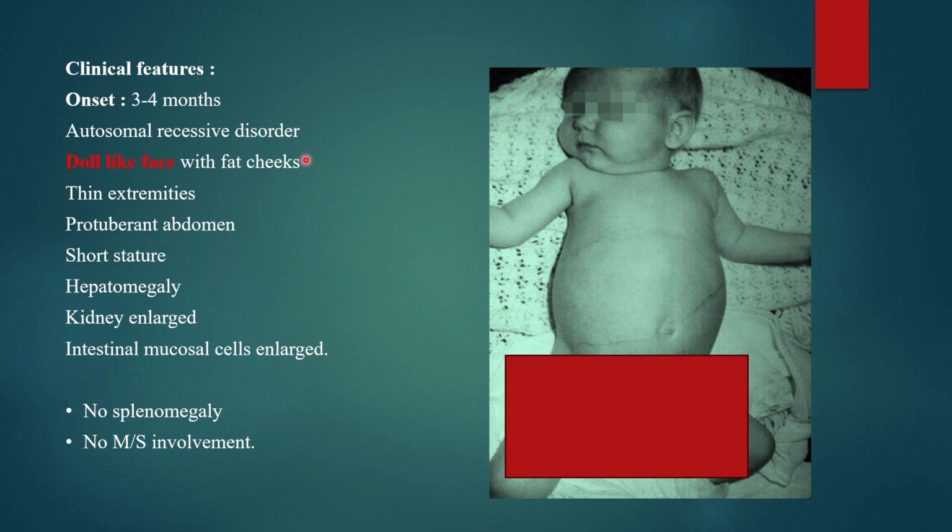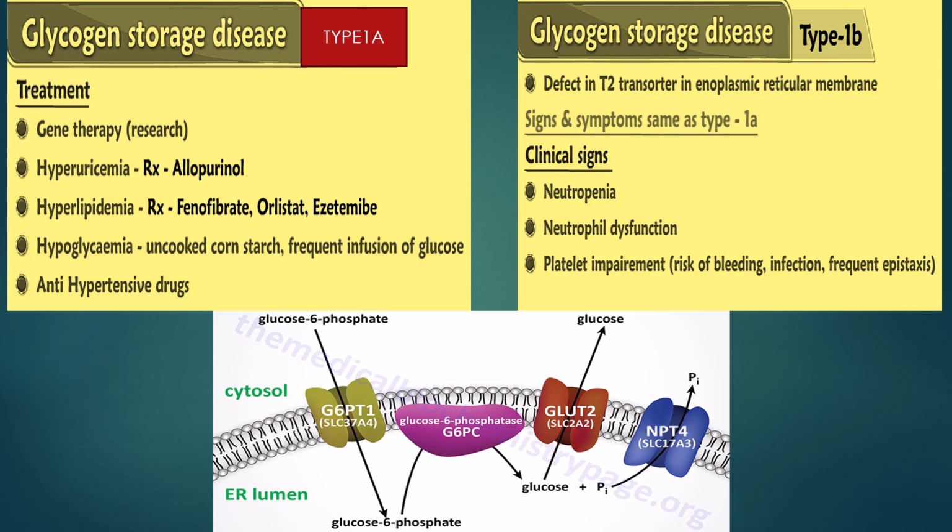And these are the clinical features. Onset is 3 to 4 months. Autosomal recessive disorder. The face becomes doll-like, fatty cheeks, thin extremities, protuberant abdomen is there, short stature, hepatomegaly, and kidneys also enlarged. Intestinal mucosal cells are enlarged, no splenomegaly, and no muscle involvement. Then that was the type 1 and type 1A.